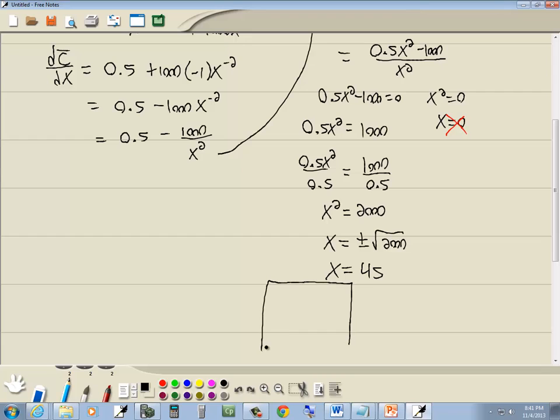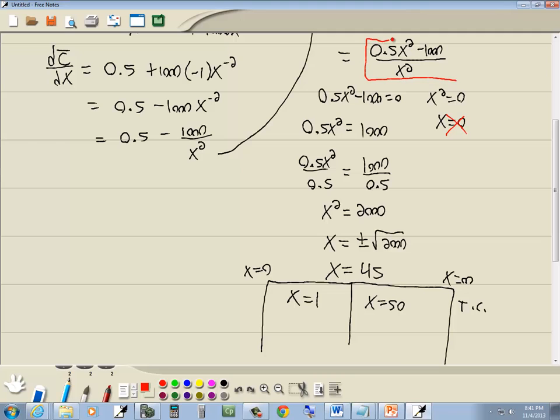Now I want to build a table of intervals. Over here is negative infinity, or if you want to think of it as 0, you can do that. Over here is positive infinity. I'm going to choose test cases, something between 0 and 45, like 1, and something greater than 45, like 50. Now we want to plug them into our derivative.